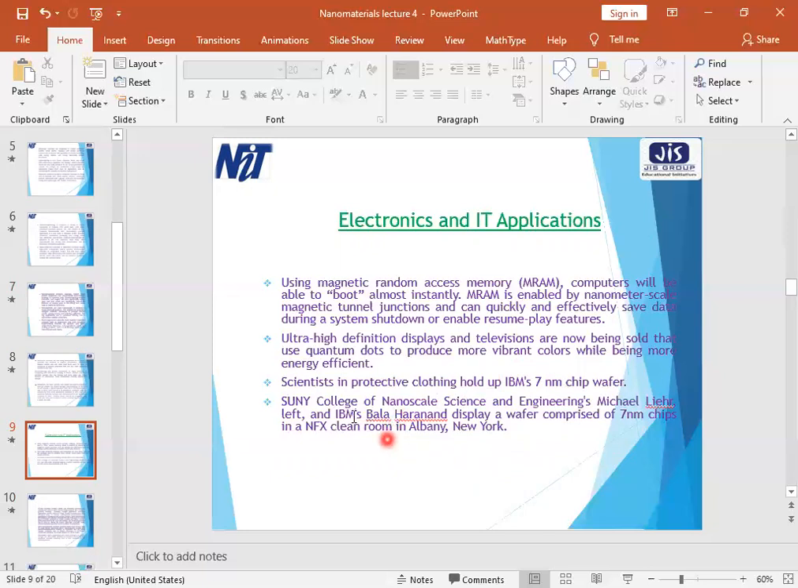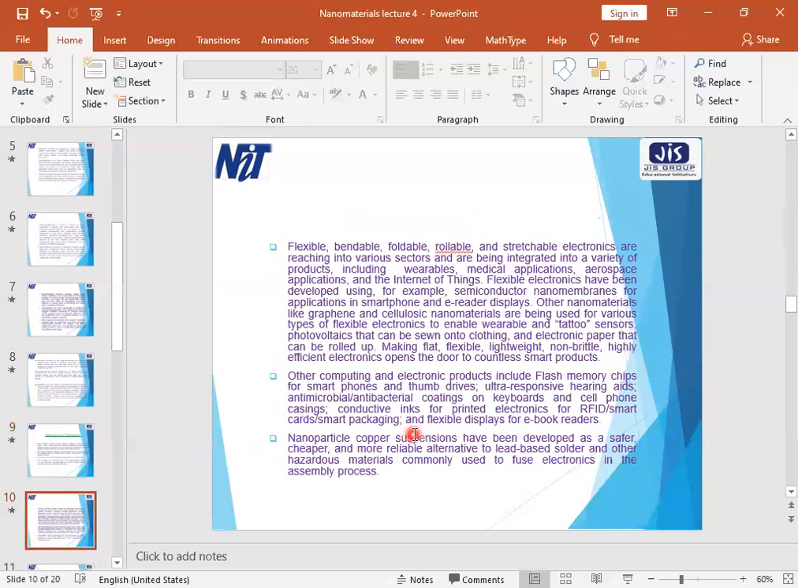So scientists in protective clothing hold up IBM's 7 nanometer chip wafer. SUNY College of Nanoscale Science and Engineering's Michael Liehr, left, and IBM's Bala Haranand display a wafer comprised of 7 nanometer chips in a NFX clean room in Albany, New York, and that will be used in the computers.